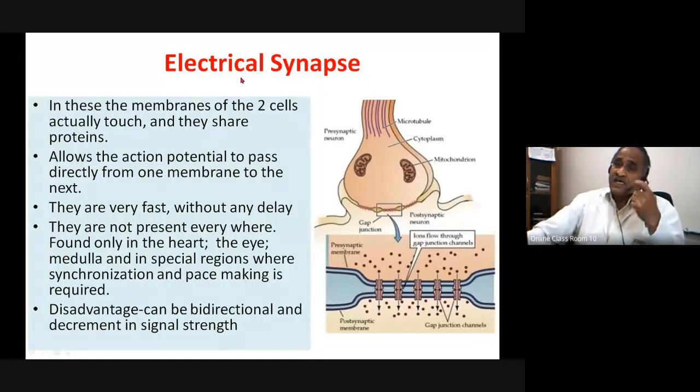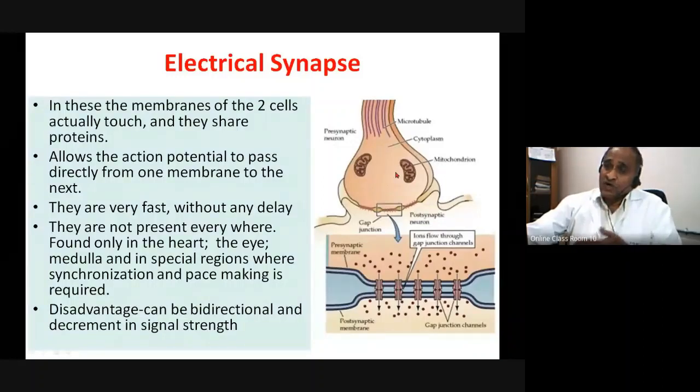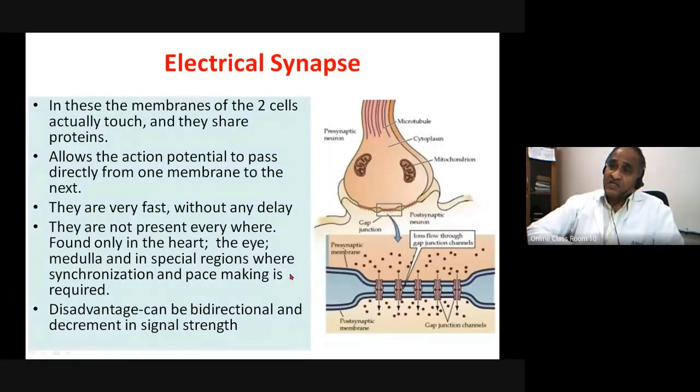The importance or the function of these things is a fast transfer of the signal without any delay. However, this type of synapses are not present all through our body, because these type of synapses have their limitations. Their main limitation is they are bidirectional. And the second limitation is the signal strength will diminish in relation to the passage.